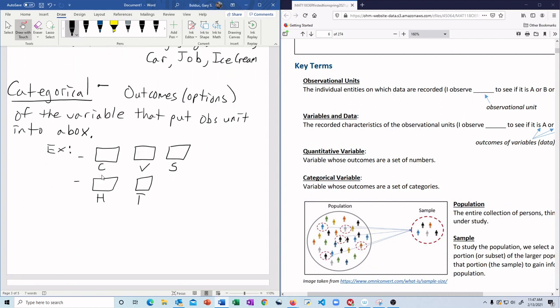This is my way of thinking of it. You have to think of your own way. I guess you could take my way, but you want to think of your own way as well and write this out. Quantitative. Okay, so quantitative. So this is different. The outcomes are in general numbers.